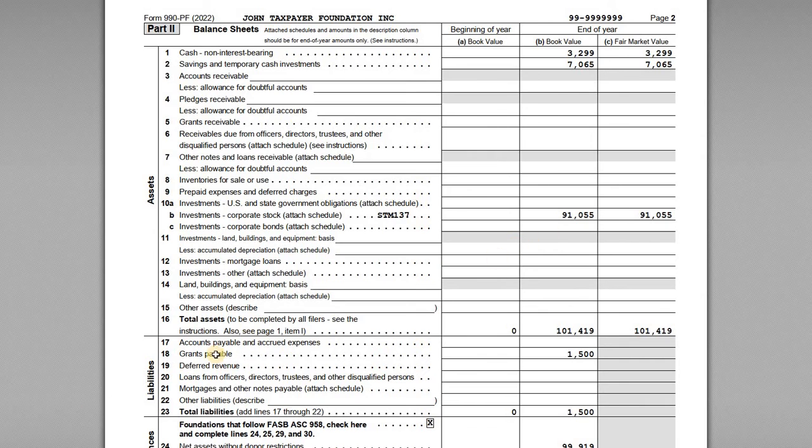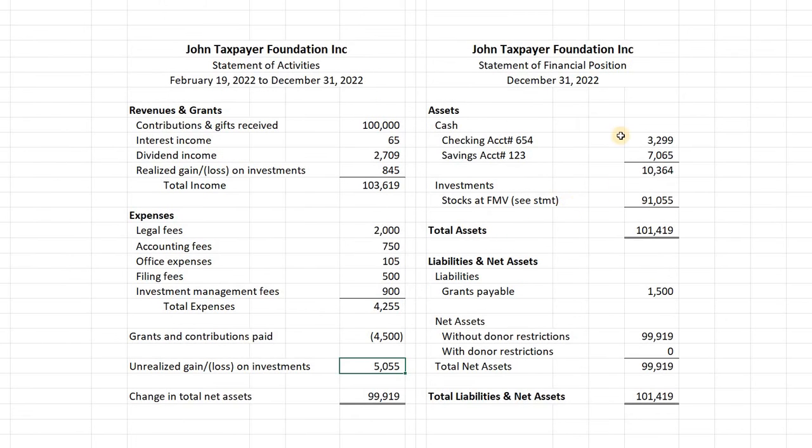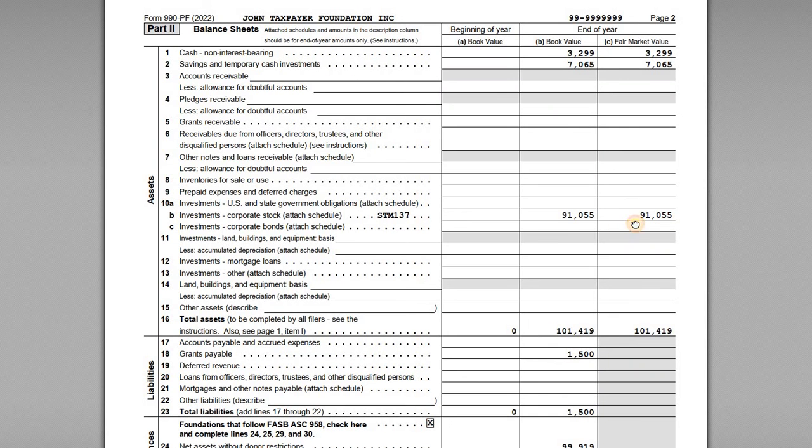So if we have a look back at our financial statements here, you can see that our statement of financial position is expressed using fair market value numbers, right? So the stocks, we're not listing them at cost basis, we're listing them at FMV. So that's why you see here there's no difference on 10B for those investments in corporate stocks. We have the $91,055 matches the fair market value. If you don't keep your books using this method, you would likely have just the cost basis of the investments, but then you still are required to report the FMV of the amounts.